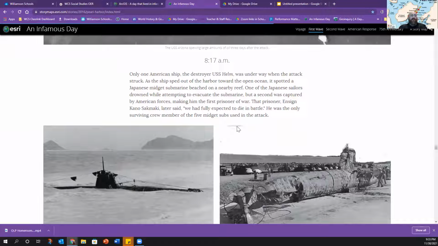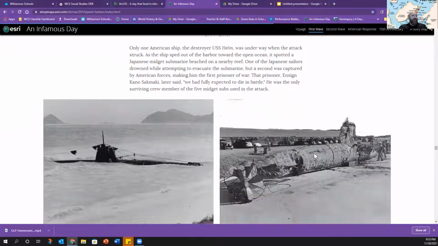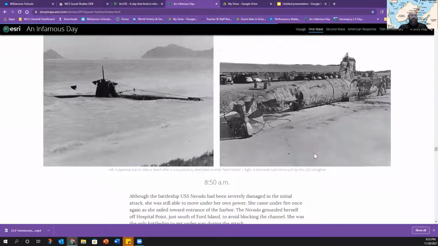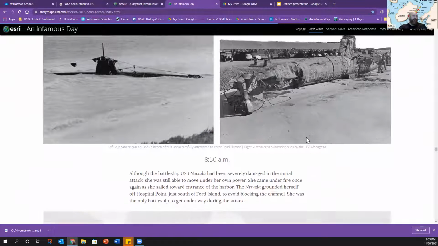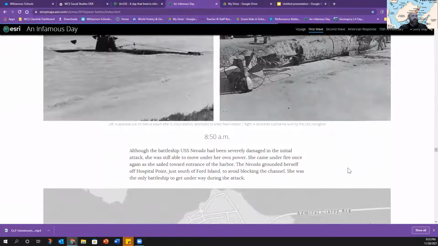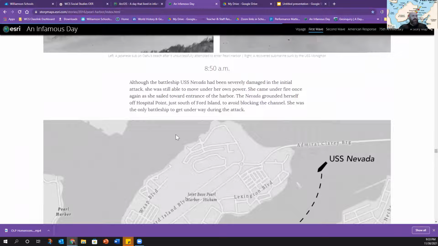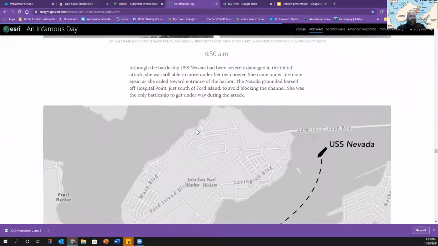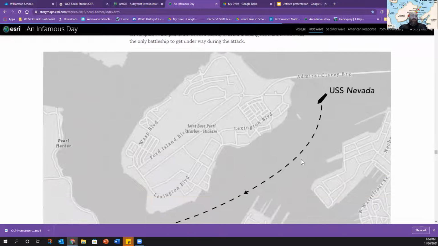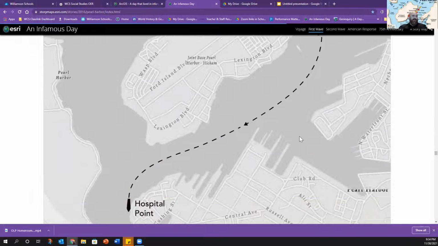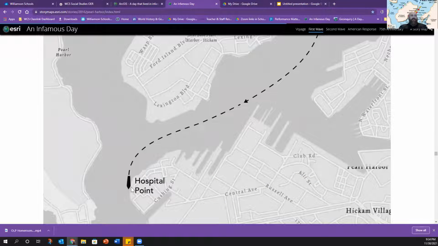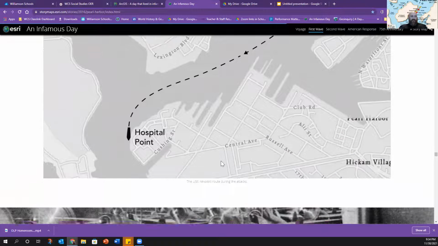All right, so the USS Helm was actually mobile when the attack began. It was trying to get out of the harbor, and it did destroy one of these Japanese subs. Like I said, there were 5 midget subs in there to help support and be just as secretive during the attack. The Nevada, although damaged in the beginning, gets underway trying to get out of the harbor, but it's not going to make it. So they ground themselves here in order to not block the harbor.